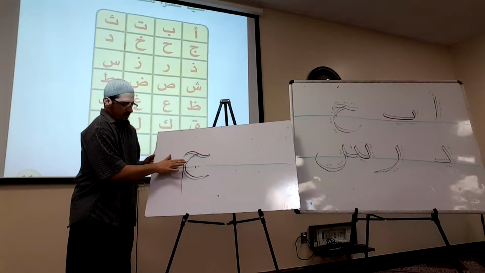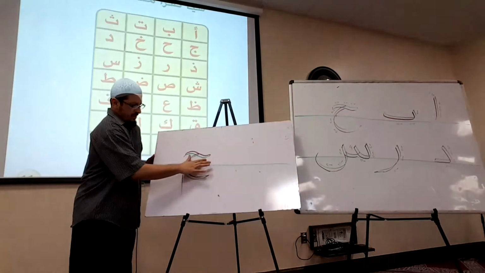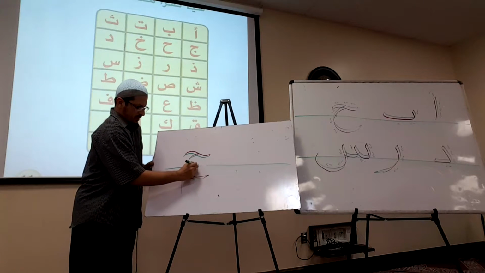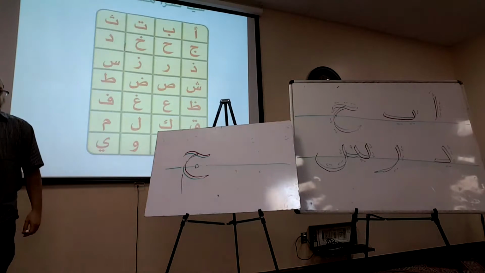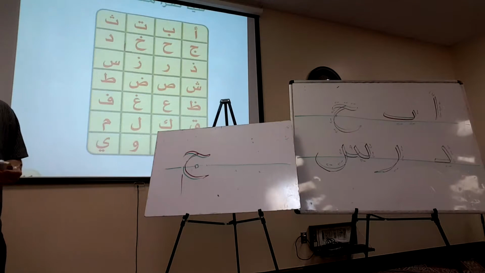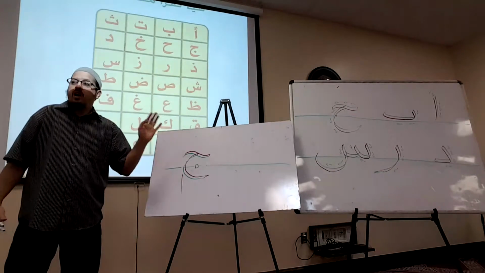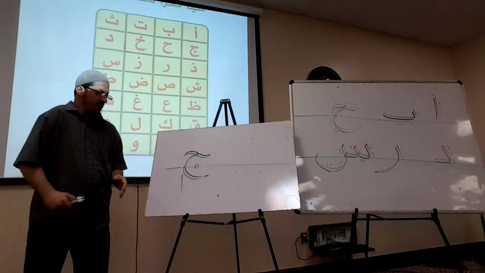So we can erase this, and that's how it was. But the Arabs decided that the jim was too hard, too difficult. Okay? So that's the jim. So the jim, the ha, the ha are the same. Okay? The jim, the ha are the same.